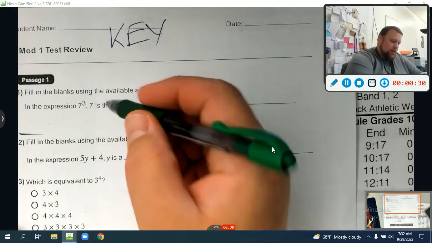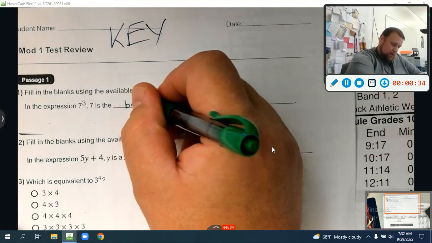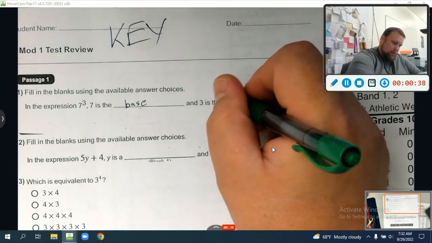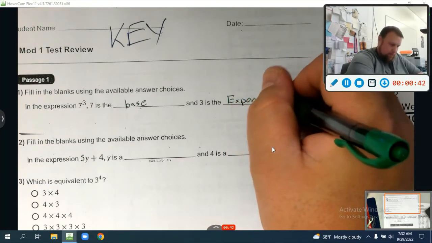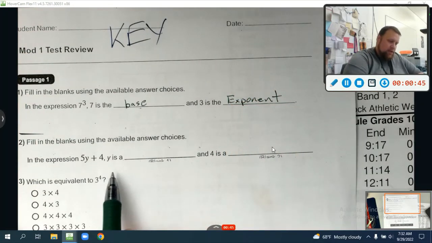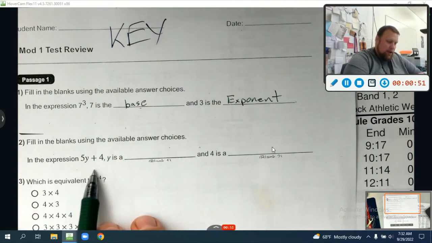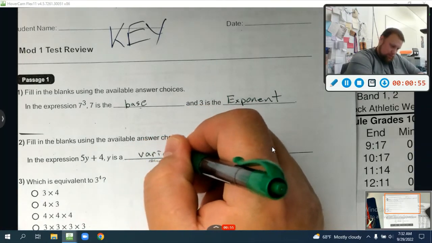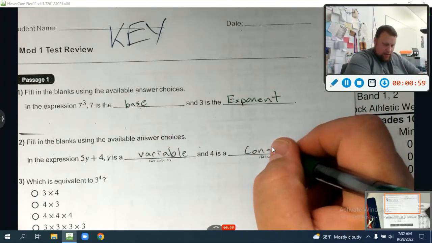In the expression 7 to the third power, 7 is the base, and 3 is the exponent. Fill in the blanks using the available answer choices. Well, there's no available answer choices, but you're going to write them down. In the expression 5y plus 4, y is a variable, and 4 is a constant.